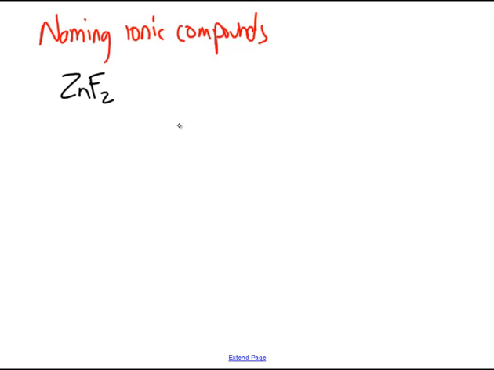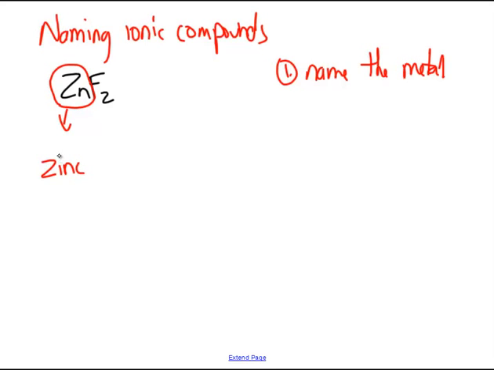ZnF2. All right, so the first rule, the first thing you can do if you're a step-by-step person, is to name the metal. And this would, of course, be the positive part of this compound, and that's the metal, and we can call that zinc. We look it up in the periodic table. Zn would be zinc.